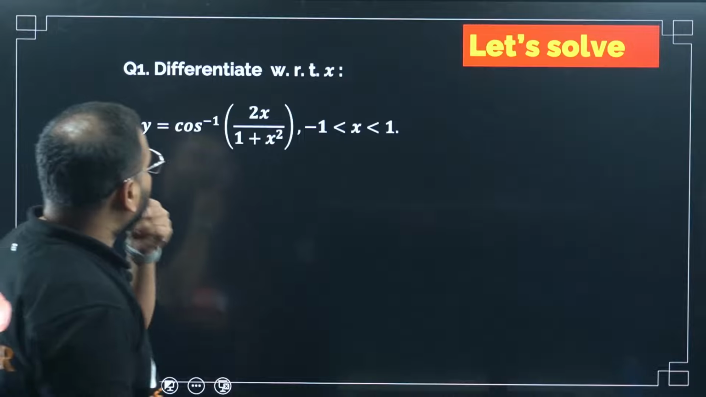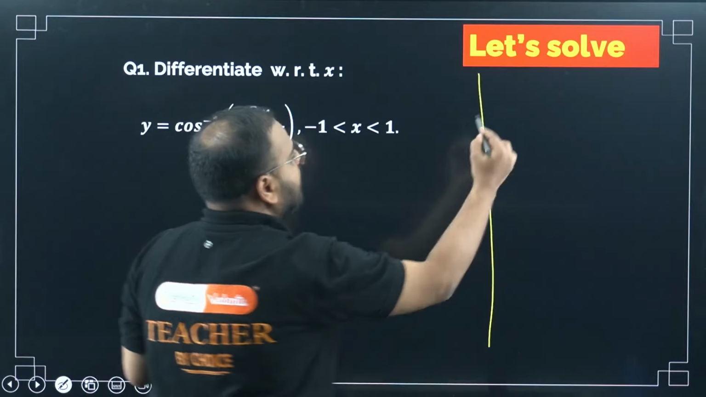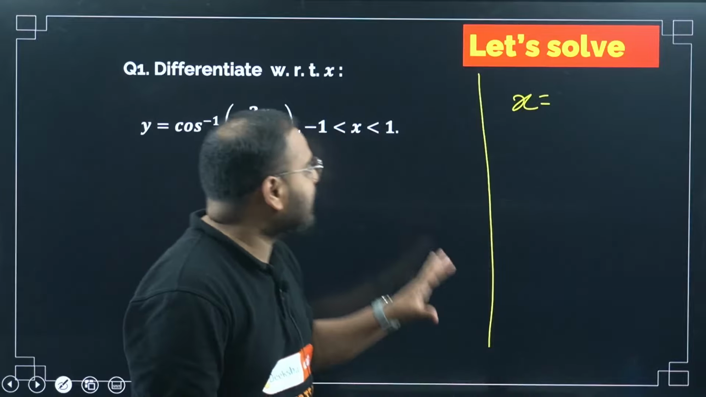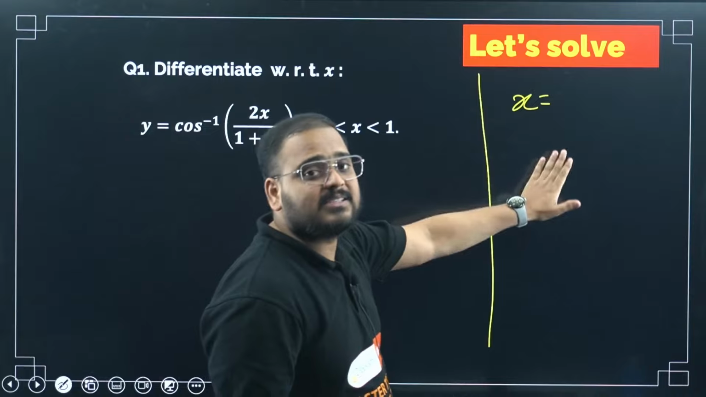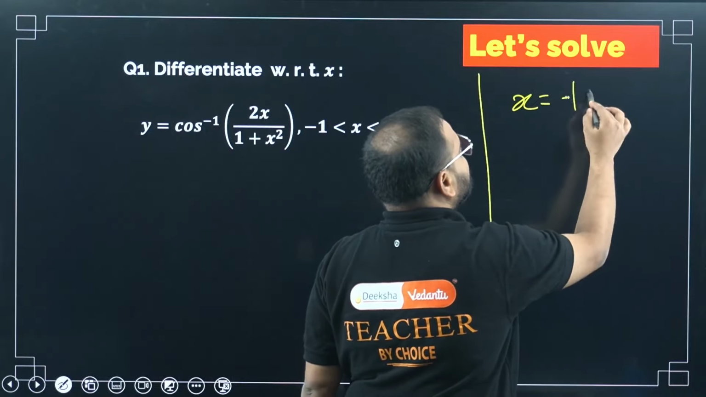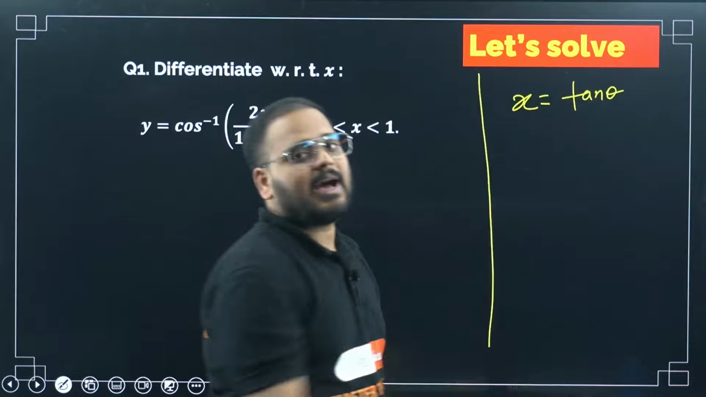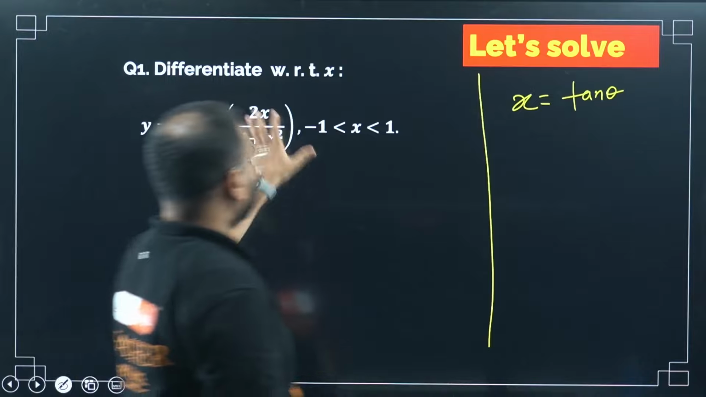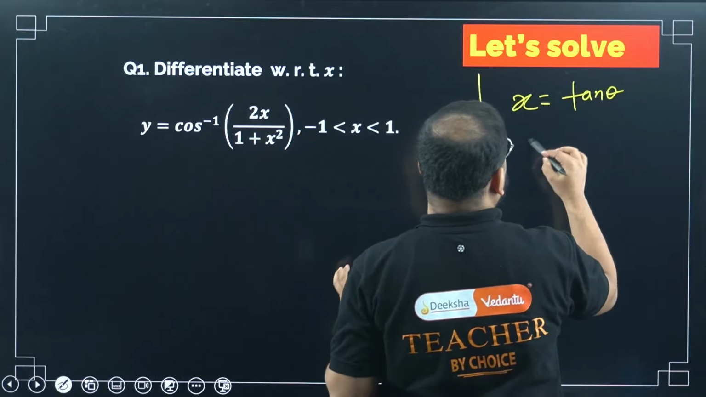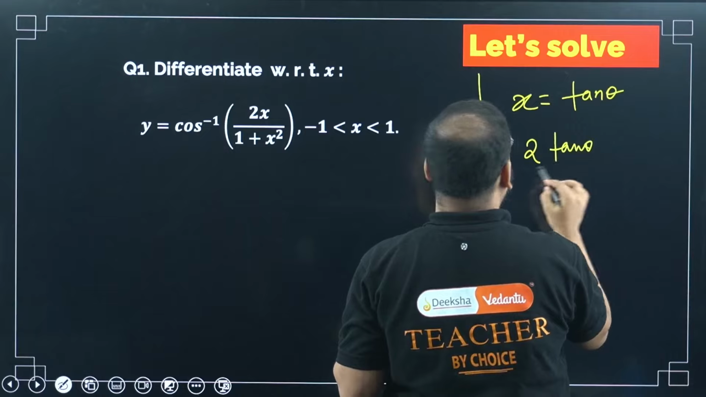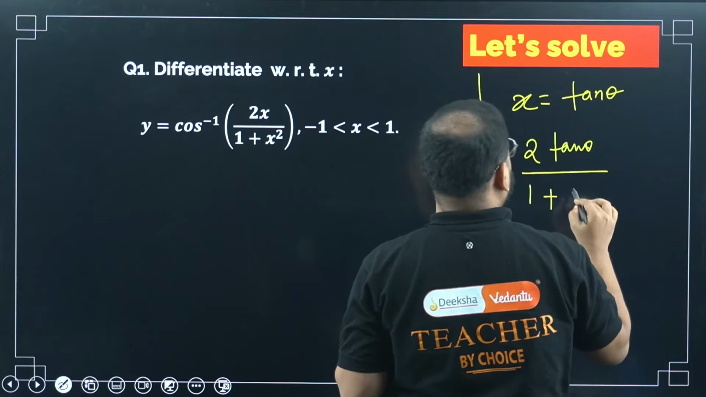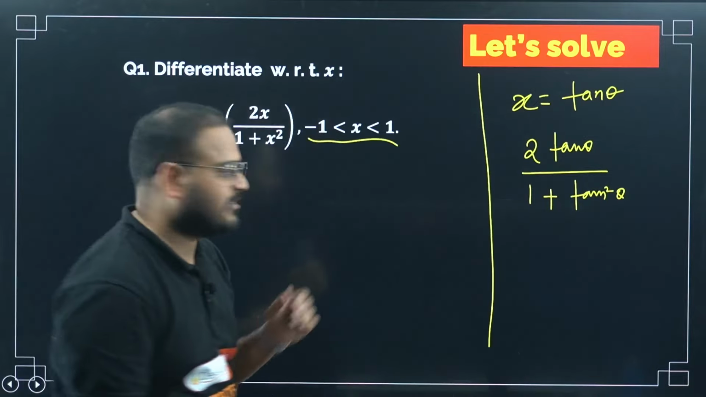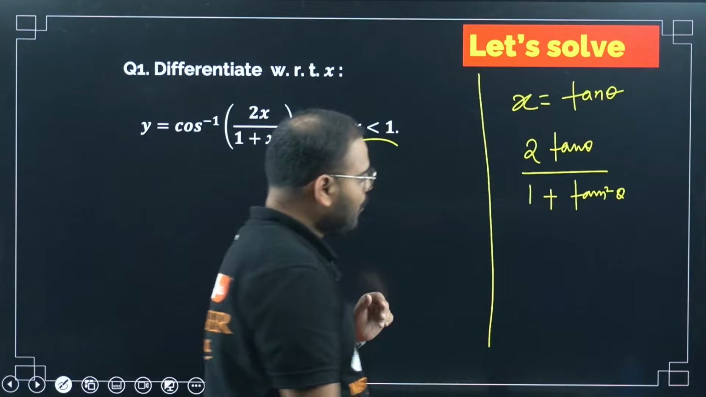If I take a substitution, I can take x equals tan theta. If I do that, what will happen to this function? It will become, only this bracket part, 2 tan theta upon 1 plus tan square theta. This is the domain: the x value is ranging from minus 1 to 1.